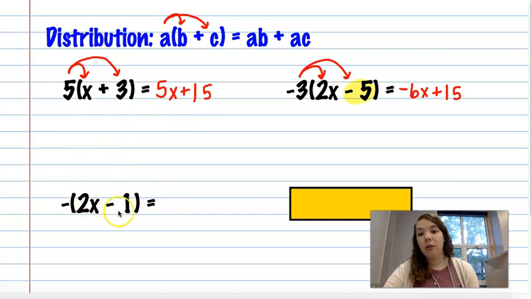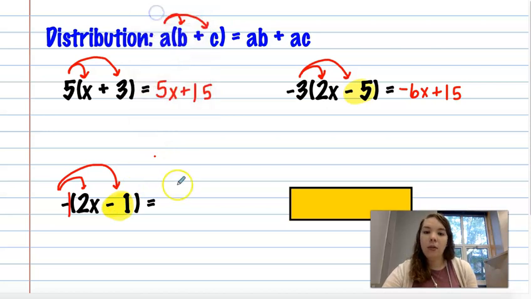Negative times 2x minus 1. If you do not see a number, there is an invisible 1 there. Okay, this is a -1. So I'm going to draw in my arrows here. And again, I need you to be able to recognize that this is also a -1. So -1 times 2x is -2x. -1 times -1 is +1.